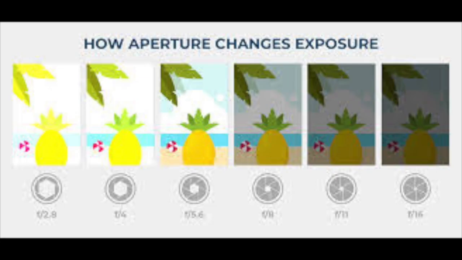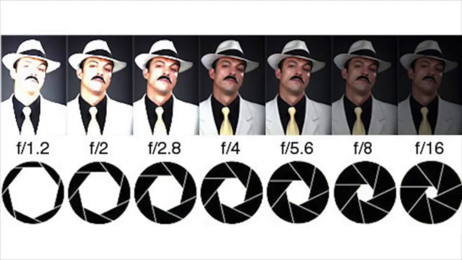If you have a large aperture, that means you have a wide opening and a small f number, and that means you're letting lots of light into the camera. If you have a small aperture, you have a small or narrow opening, you have a big f number, and you let less light come into the camera.